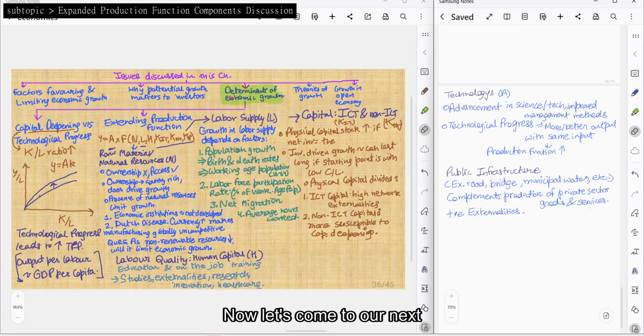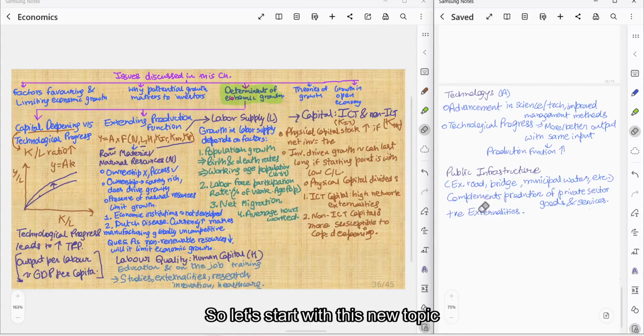Now let's come to our next factor, which is public infrastructure denoted by the symbol KP. It includes roads, bridges, municipal water, dams, etc. Public infrastructure complements the production of the private sector's goods and services. If there is a better road, better bridge, or better municipal water, the private sector is able to perform better. And the curriculum mentions that just like research work has positive externalities, public infrastructure also has positive externalities.